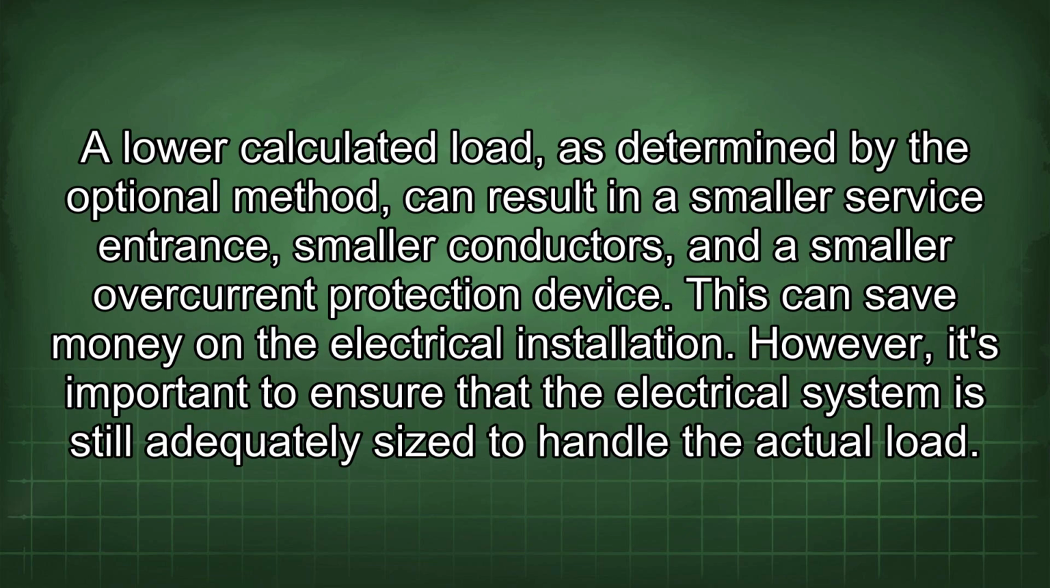A lower calculated load, as determined by the optional method, can result in a smaller service entrance, smaller conductors, and a smaller overcurrent protection device. This can save money on the electrical installation. However, it's important to ensure that the electrical system is still adequately sized to handle the actual load.